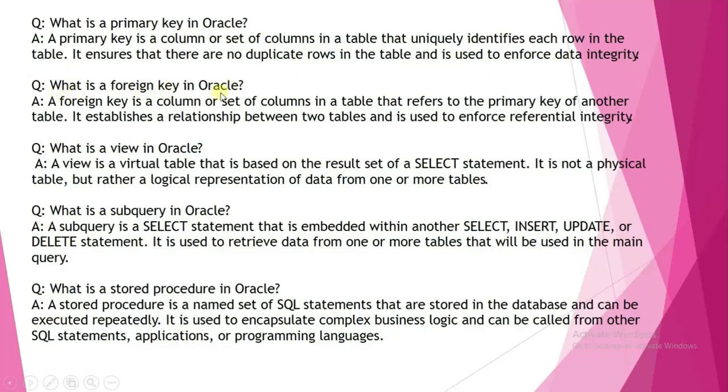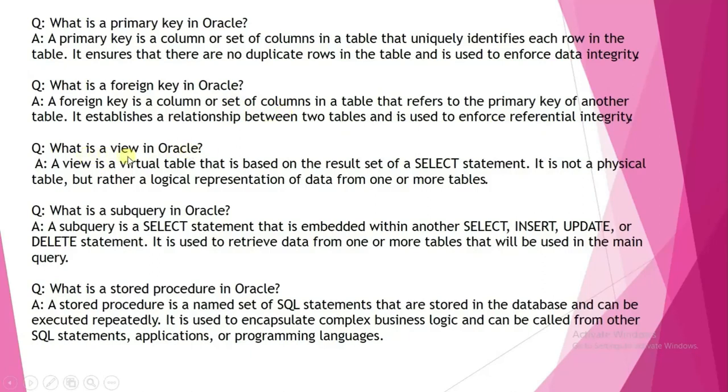Coming to the next question: what is a foreign key in Oracle? A foreign key is a column or a set of columns in a table that refers to the primary key of another table. It establishes a relationship between two tables, and it is used to enforce referential integrity. The relationship between foreign key and primary key is called referential integrity.